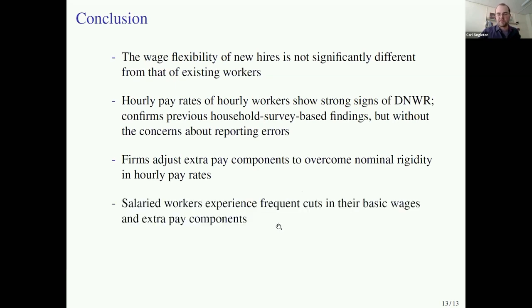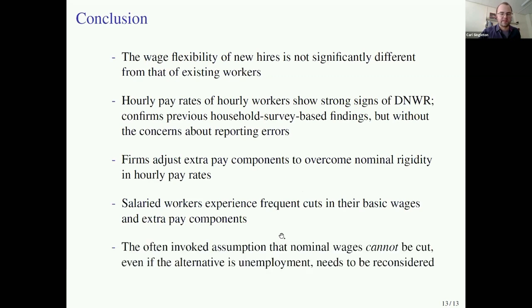Salaried workers experience frequent cuts in their basic wages. And in conclusion, the often invoked assumption that nominal wages cannot be cut does not seem to be particularly valid when you drill into good wage data.